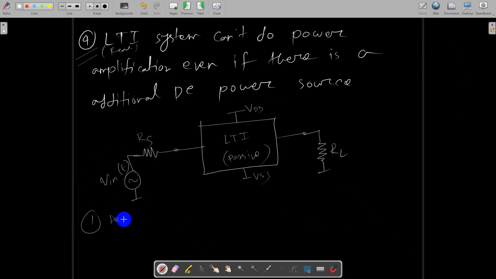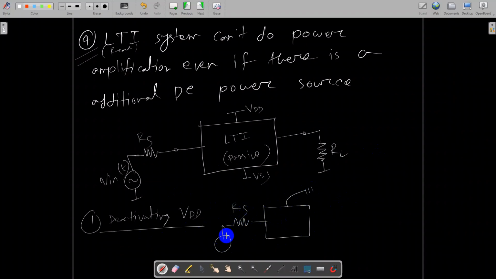So I am deactivating VDD. Now what's happened? By deactivating VDD, it will look like this. This box is grounded. I have only RS and this V in T, and this is your RL. Now, can you comment about this V out? What is this V out?